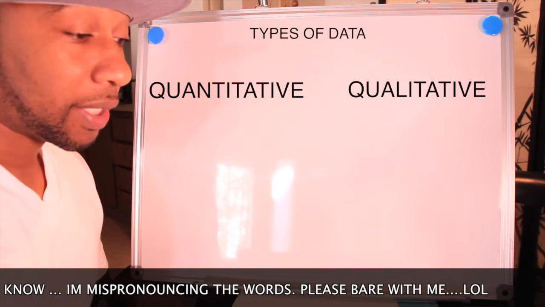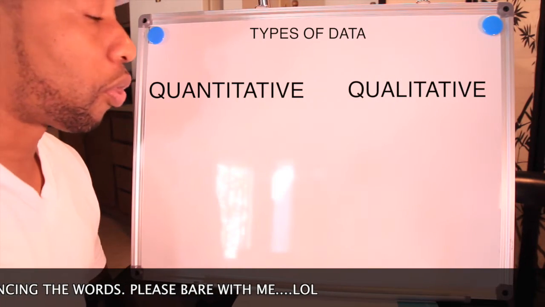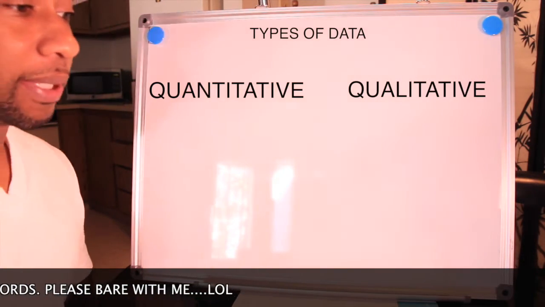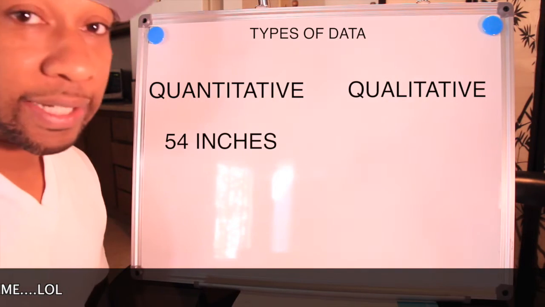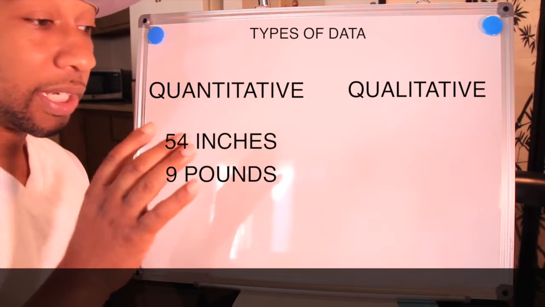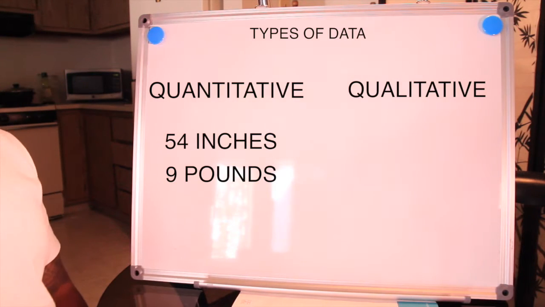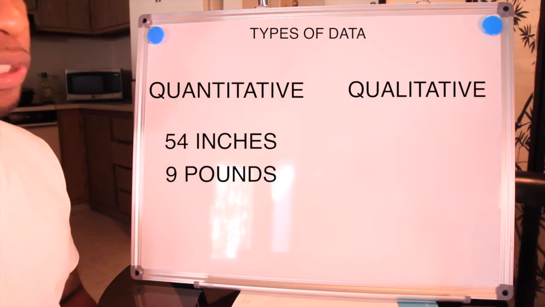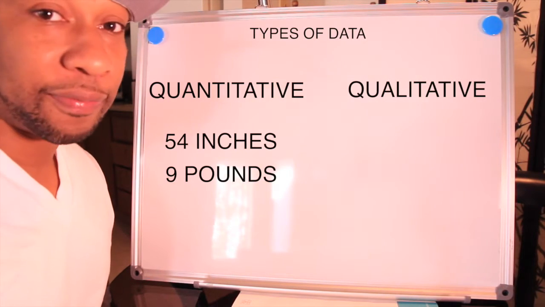Like measurements is quantitative data, like saying something is a certain length. Weight, anything that you can attach a numeric value to, that you can easily input into an equation, can be considered quantitative data.